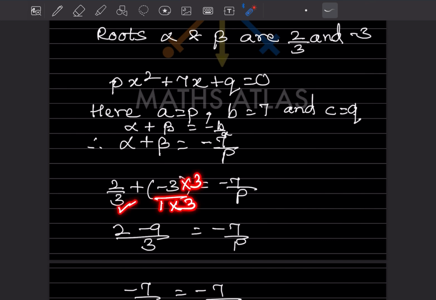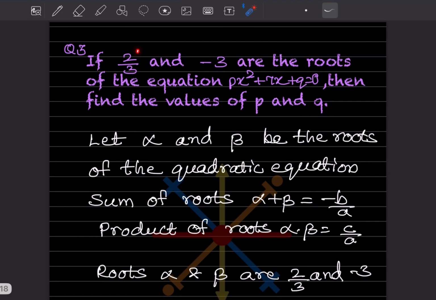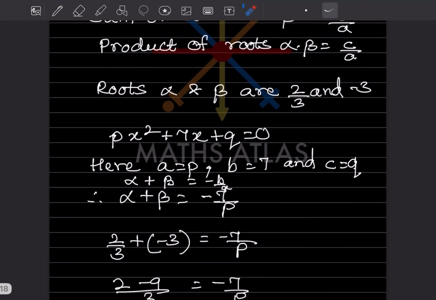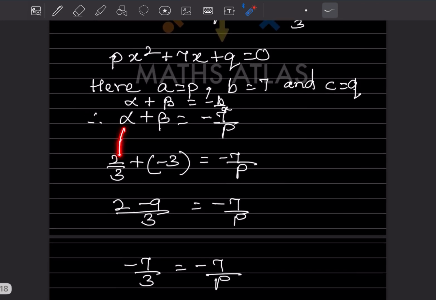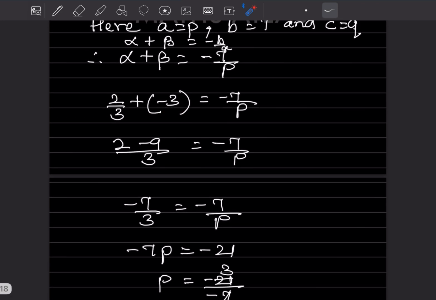So what should be that? 2 as it is, and here plus minus becomes minus, and this will be 9. So hope this is clear to you, and divided by 3, because the LCM is 3, and this will be as it is. So this step is important. You have to remember that alpha and beta is this one. So alpha and this, the values are given, 2 by 3 and this one. So we can consider that alpha and beta, and then put the values and then take the LCM of it. And now we will solve it.